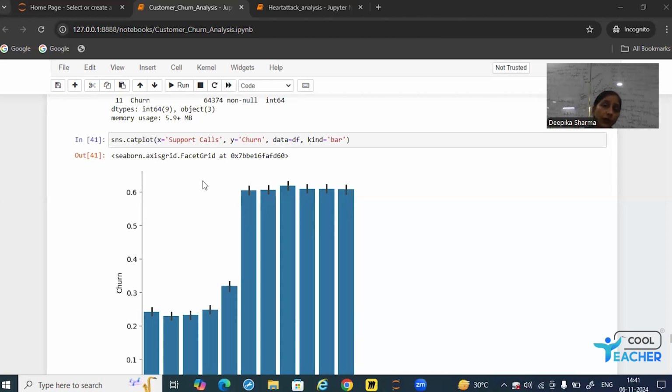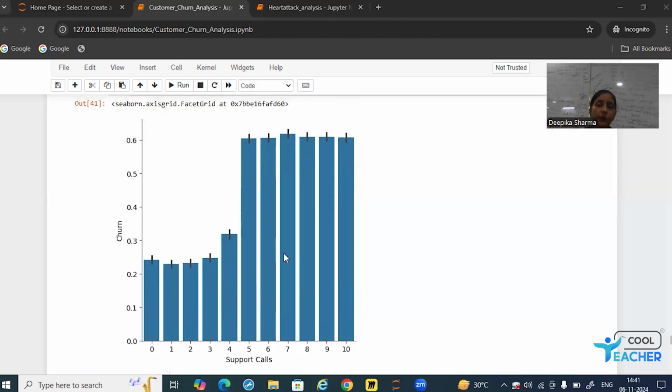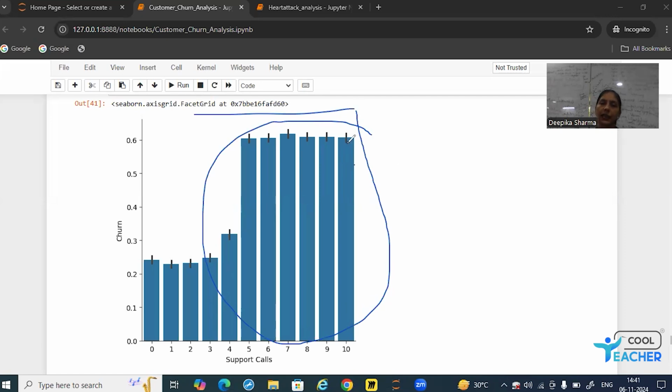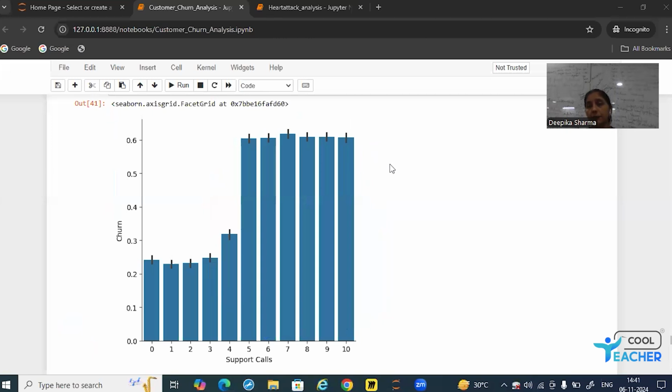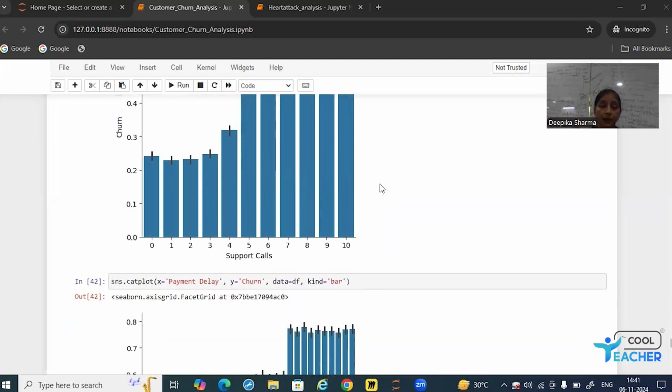So here also we are looking at the support calls. If the support calls are increasing, suppose 5, 6, 7, 8, 9, 10, in that case the churn rate is higher. So here it is 1, here it is 0, here it is 1. It means if more support calls are going, the customers are fed up and they have left. One means they have left the particular subscription type or particular product here.